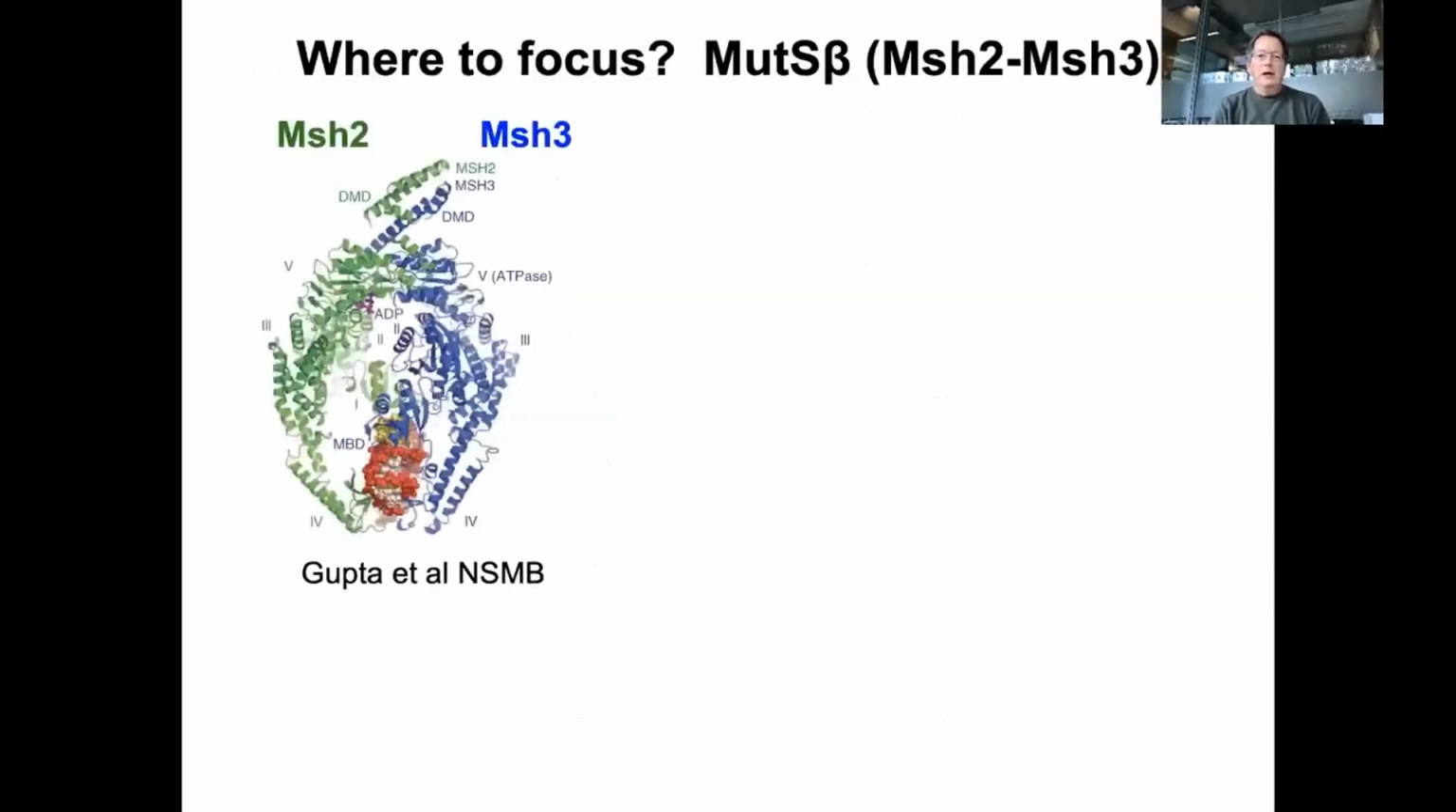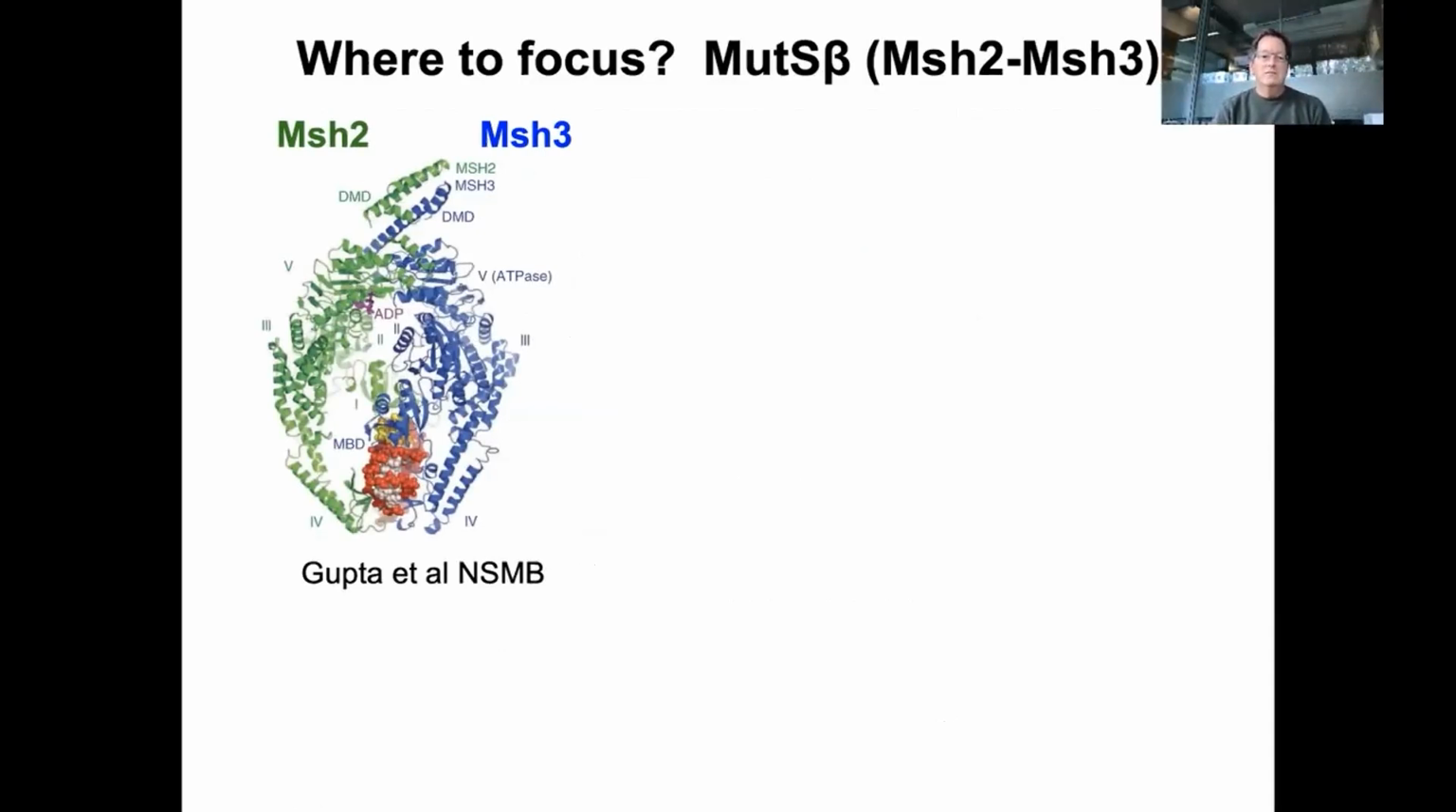So if we agree then that we focus on that, which one do we focus on? There are several of these factors that have been identified through these GWAS. Which one do we study? My lab chose to study this protein called MutS beta. It's shown on the left, and you can see MutS beta contains two subunits. One in green is called MSH2, and the one in blue is called MSH3. And in fact, the MSH3 gene was one of those genes that came out of those GWAS studies.